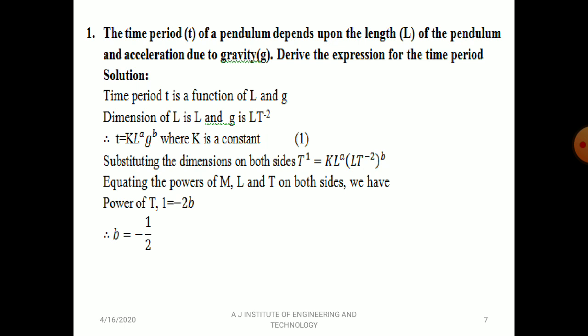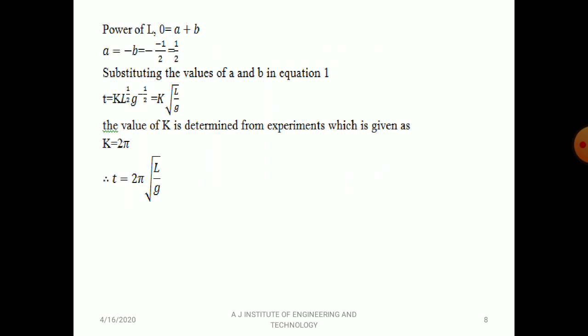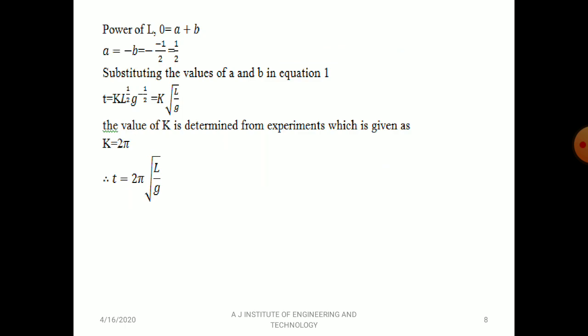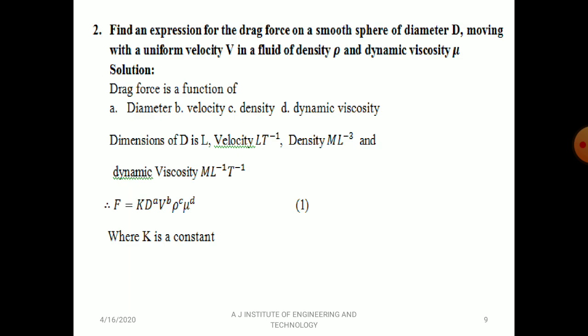So we can calculate the values of a and b by equating the powers of t and L. Then we can substitute back in equation 1, that is t equal to k into L to the power a into g to the power b. Then we can simplify that expression, and the value of k from experiments, that is equal to 2 pi, we can substitute in that expression, and we can get the expression for time period as t equal to 2 pi into square root of L by g. So that's the first problem.